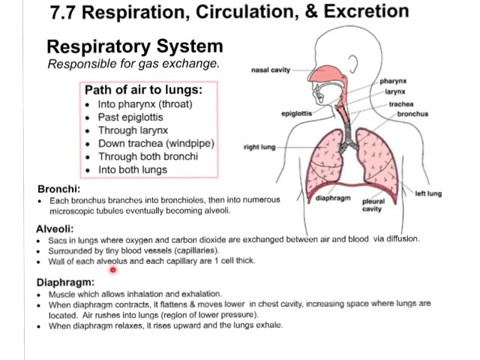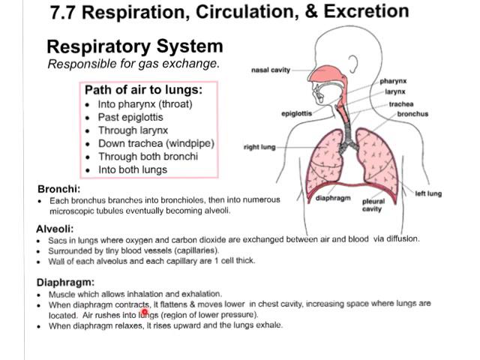The wall of each alveolus and each capillary are only 1 cell thick, and that is the point at which the oxygen and the carbon dioxide are exchanged between the air in the lungs and the blood in our blood vessels. The diaphragm is a very important muscle. It's right here, right underneath the lungs. It allows inhalation and exhalation to occur.